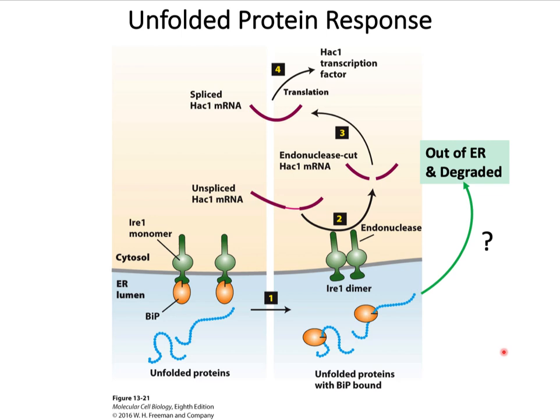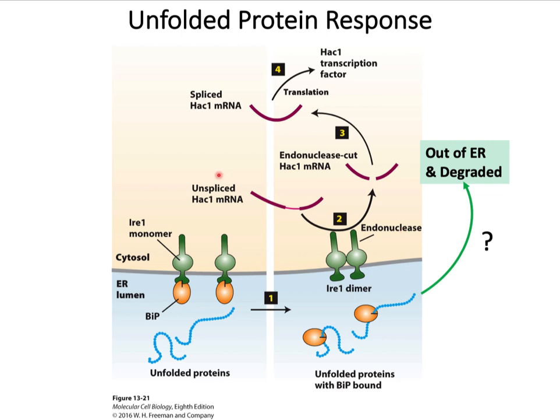Now, in the cytosol of the cell, the messenger RNA that encodes a transcription factor known as HAC1, in this example, is unspliced. When the IRE1 endonuclease becomes activated, it binds to the HAC1 messenger RNA and cleaves it in such a way that now you have a mature functional RNA encoding this transcription factor. The transcription factor becomes translated, moves to the nucleus, and regulates the expression of genes that are involved in the unfolded protein response.